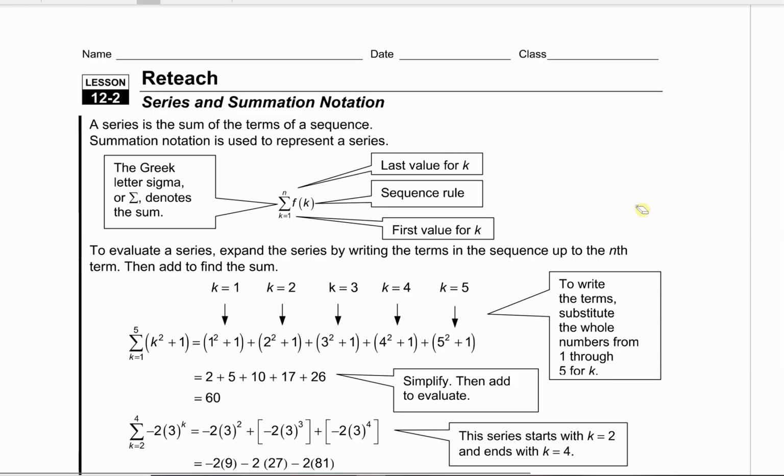And this is a lot of what we just talked about. A series is the sum of the terms of a sequence. Summation notation is used to represent a series. The Greek letter sigma denotes the sum. On the bottom, you've got your first value, your first term. On top is the last value. And the function here is the sequence rule.